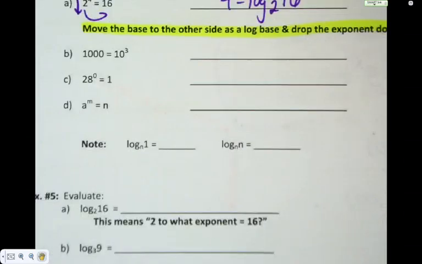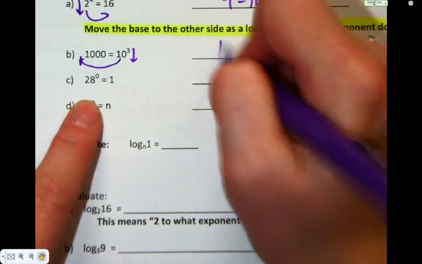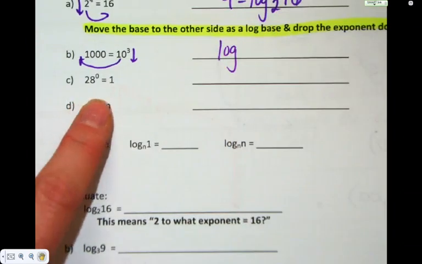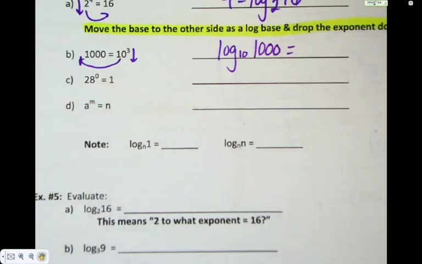Okay, what's going to move here? The 10's going to go over. Because the 10 moved, what's going to drop down? The 3. And the 10 is going to disappear. You're a step ahead of me here. Okay, so log's going to go in front, 10's going to become the base, 1,000 doesn't move, and the exponent drops down.